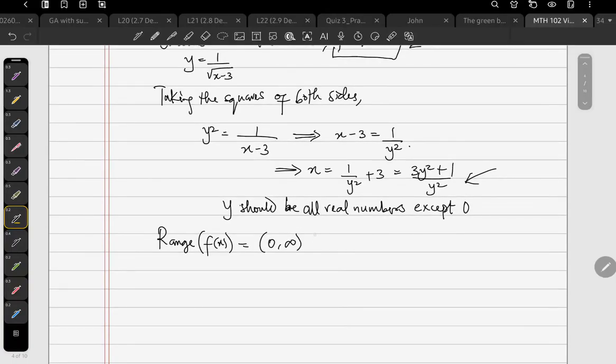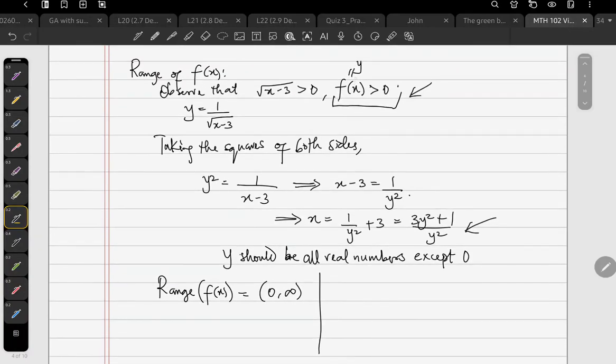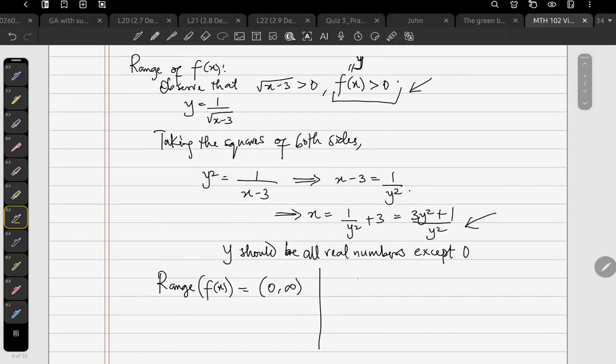So let me break that down again. The two things that we know. f of x, the output, has to be greater than 0, since the square root of x minus 3 is greater than 0, because x is greater than 3. That is the first part: (0, infinity). In the second part, we have all real numbers except 0, so we are looking at (negative infinity, 0) union (0, infinity). So these are the two conditions on the range of f of x.